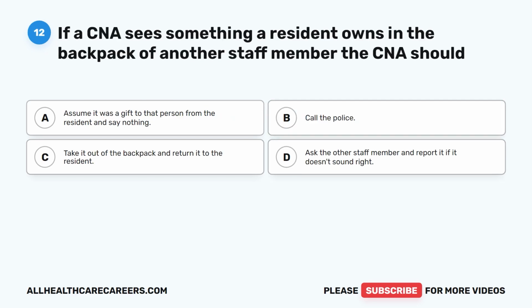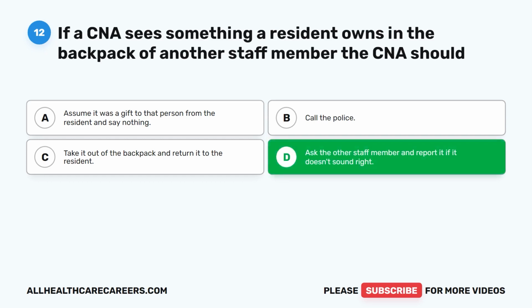Question 12. If a CNA sees something a resident owns in the backpack of another staff member, the CNA should: A. Assume it was a gift to that person from the resident and say nothing. B. Call the police. C. Take it out of the backpack and return it to the resident. D. Ask the other staff member and report it if it doesn't sound right. The correct answer is D.